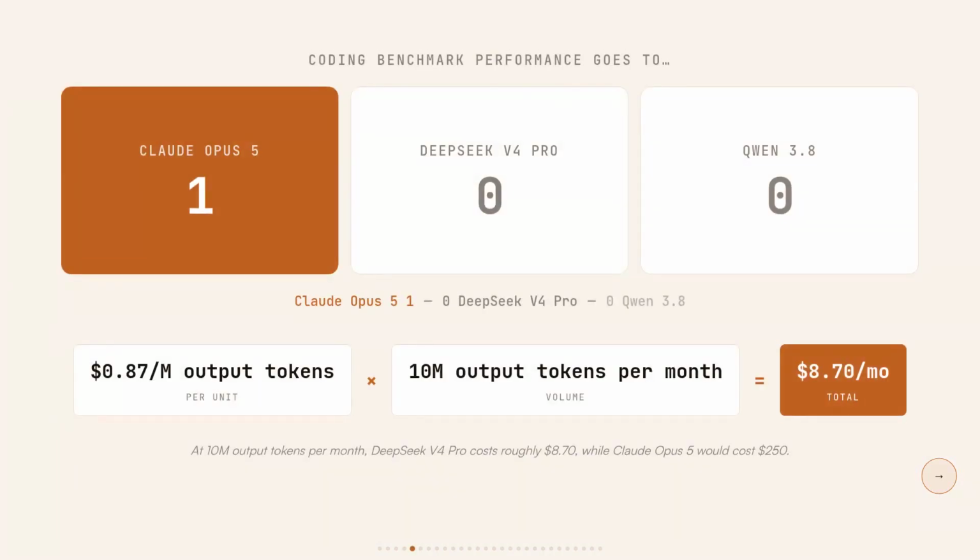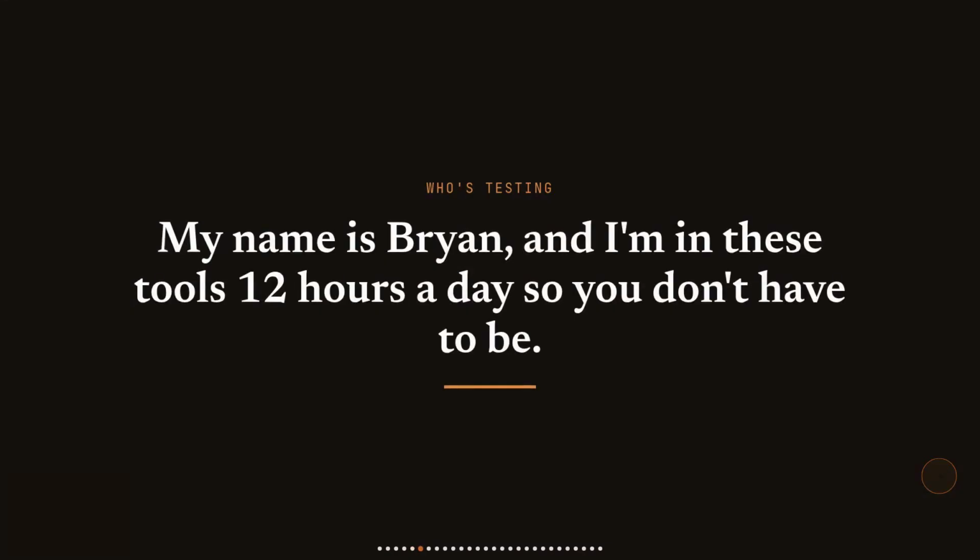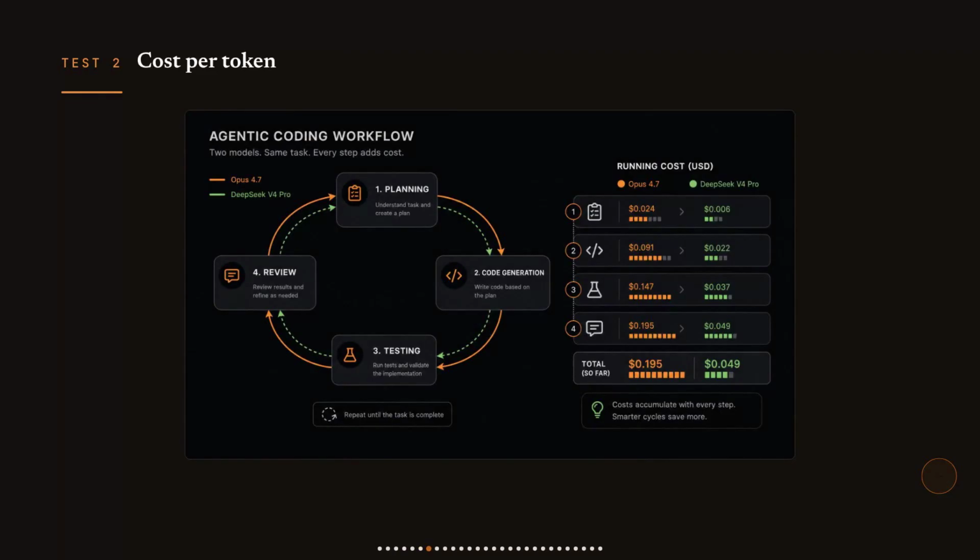Claude Opus 5 wins this round, which puts the scoreboard at Claude Opus 5-1, DeepSeek V4 Pro 0, Qwen 3.8 Max 0. My name is Brian and I review AI software, so you don't have to. That coding gap looks decisive on its own, but so far it's only round 1, and price is about to complicate this scoreboard fast. Test 2, Cost per token.